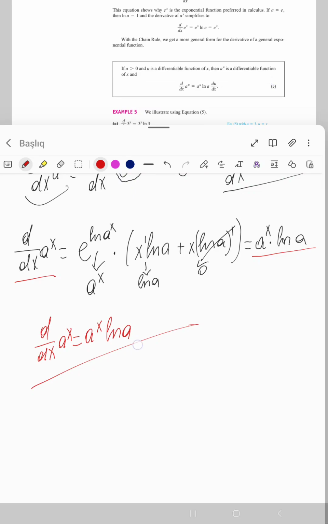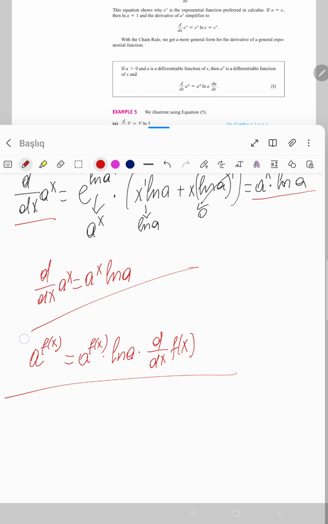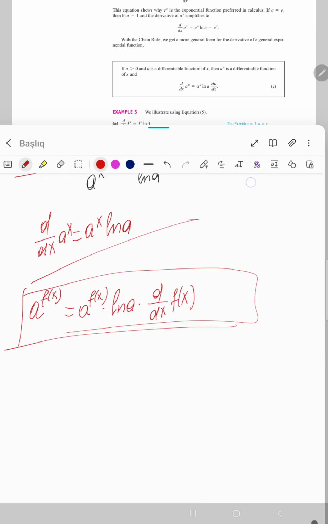Okay, and of course, when you have a to the power of, let's say, f(x), some function in here, you have to write again a to the f(x) times ln a, but times the derivative of that function. Please, please, please never forget it.